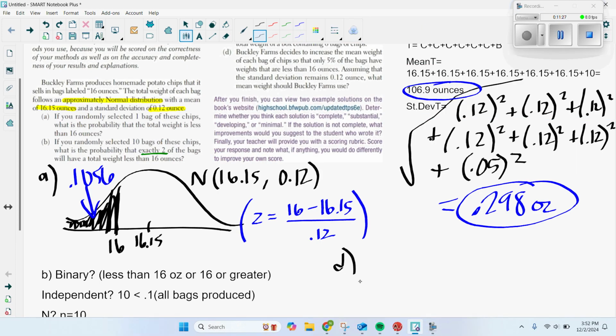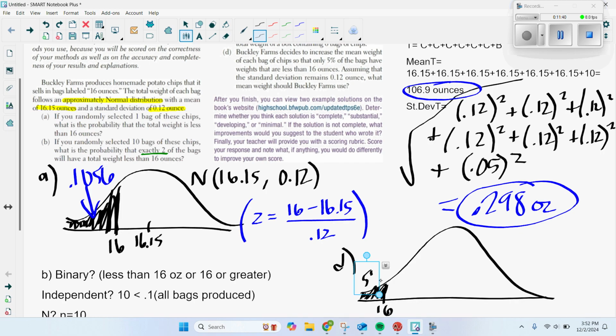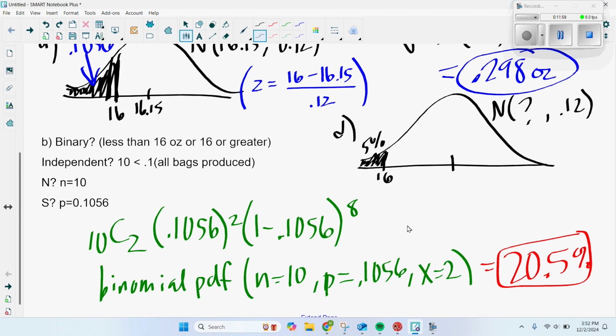So for part D, this is still normally distributed. They want 5% of their bags to be less than 16. So they want that to be 5%. They still want the standard deviation to be 0.12. What we're looking for is the mean. They're saying, like, what does the new mean have to be so that this would be true? So since we have the percent, this is going to be an inverse normal situation.